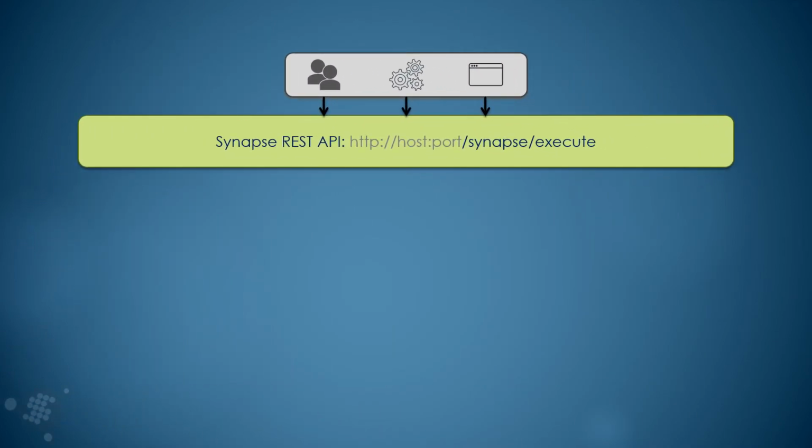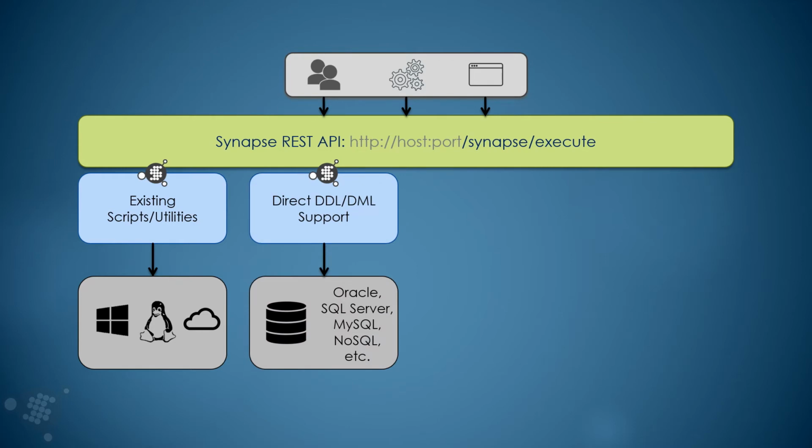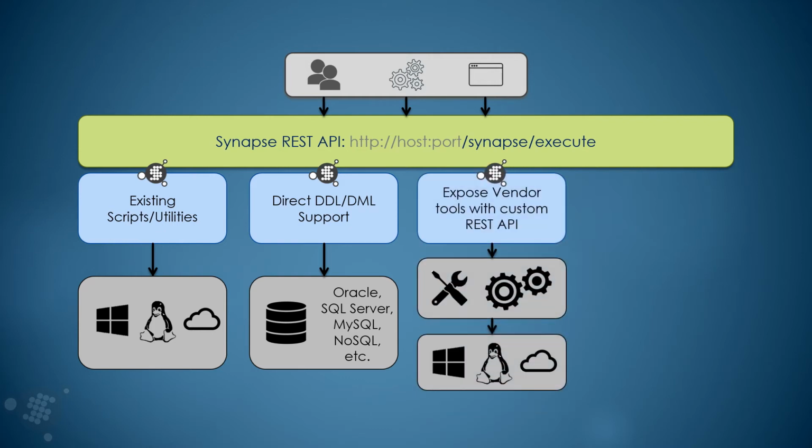All right, a few use cases for Synapse. You can, of course, take Synapse and build a REST API from the ground up. A few other useful things: you can take existing scripts and utilities that you have lying around in the environment and expose those behind the REST API. You could write a data API with Synapse by using the data handlers for direct DDL and DML support. You could expose vendor tools with a custom REST API.